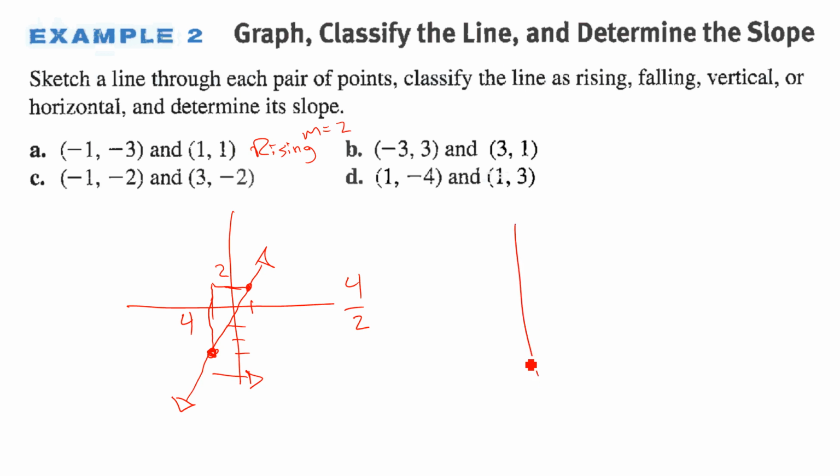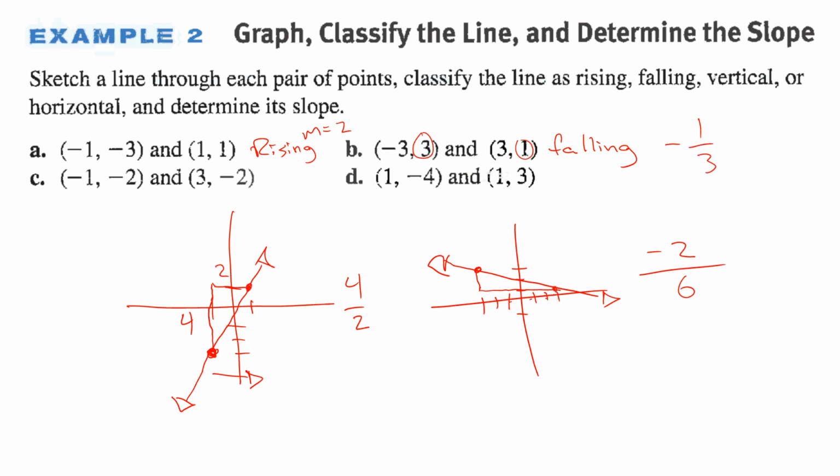For part B, we are at negative 3, comma positive 3, and 3, comma 1. So from this, if you were walking from left to right, we are going downhill. So this is falling. On this one, what's your slope? We go down 2 from positive 3 down to positive 1. And we run, we go horizontally 1, 2, 3, 4, 5, 6. So down 2 over 6. So we have a slope of -1 over 3.